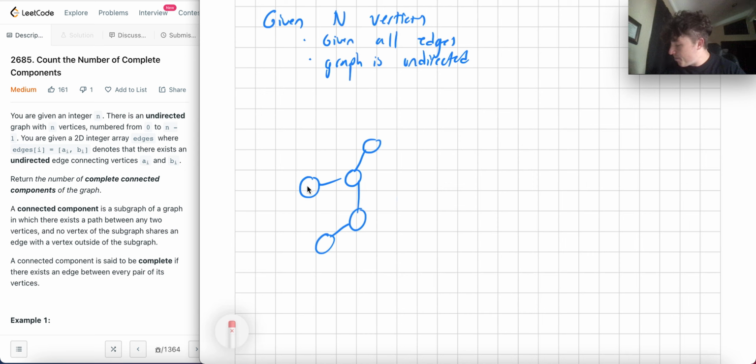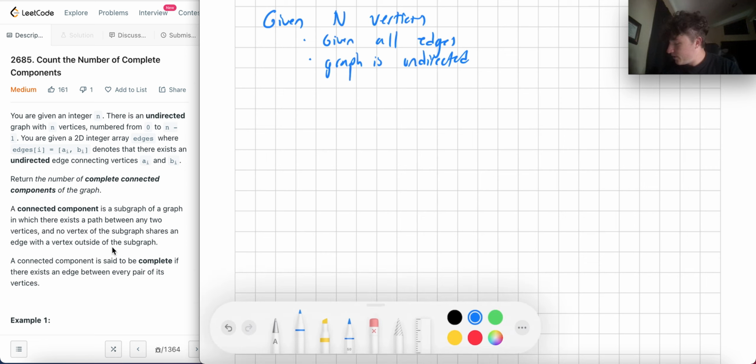But prior to solving this problem, I don't believe I ever had exposure to this notion of complete connected component. So let's learn about what that means. A connected component, formally, is a subgraph of a graph in which there exists a path between any two vertices. So anybody can reach anybody within this component, and no vertex of the subgraph shares an edge with a vertex outside of the subgraph.